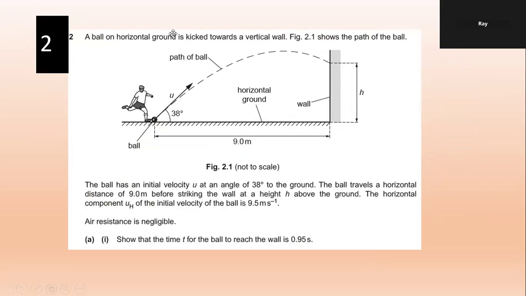A ball on horizontal ground is kicked towards a vertical wall. Figure 2.1 shows the path of the ball. The ball has an initial velocity u at an angle of 38 degrees to the ground. The ball travels a horizontal distance, given as 9 meters, before striking the wall at a height h. The horizontal component of the initial velocity of the ball is 9.5. Air resistance is negligible. Show that the time for the ball to reach the wall is 0.95.